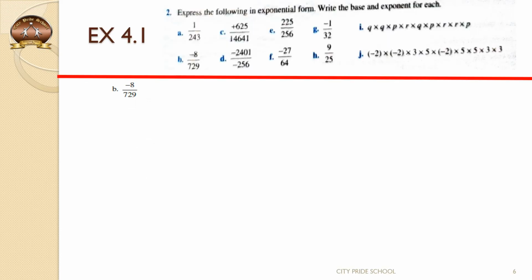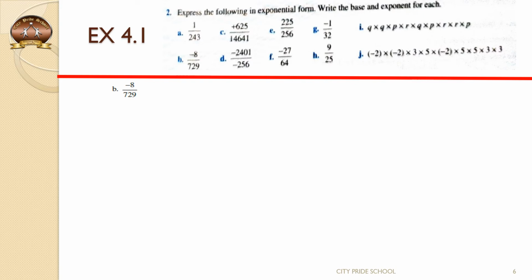So let us now solve some of the problems from exercise 4.1. So I have taken your question number 2. Express the following in exponential form. Write the base and the exponent for each. B1, you have minus 8 by 729.